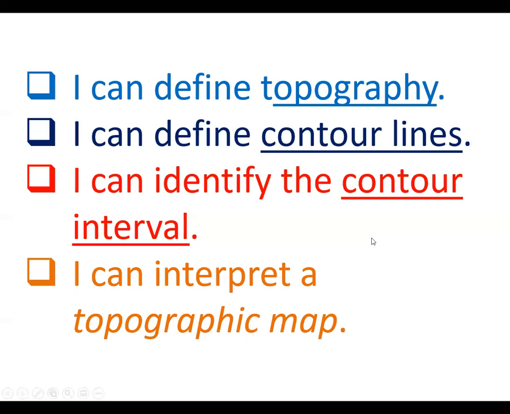With this lesson, we aim to accomplish the following competencies. I can define topography. I can define contour lines. I can identify the contour interval. And finally, I can interpret a topographic map. Hopefully, after this lesson, you'll be able to accomplish all the target competencies and that you will get a very good score in our MC assessment.